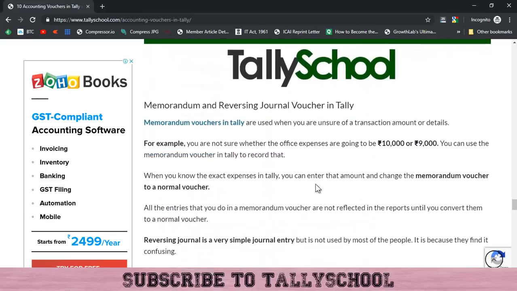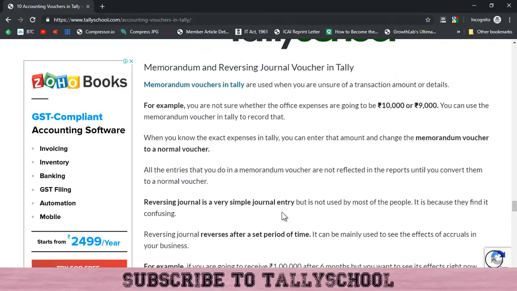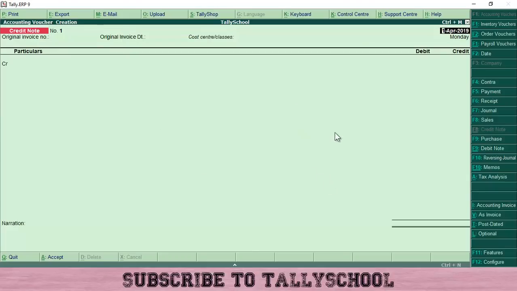The next vouchers are memorandum and reversing journal vouchers. What is a memorandum voucher and what is a reversing journal voucher? If you come into the accounting voucher creation screen, you can see memos and reversing journal. If I click on memos, that means the memorandum voucher. The memorandum voucher is used or not used by most of the people, but it is used when you are not sure of the amount of the entry.